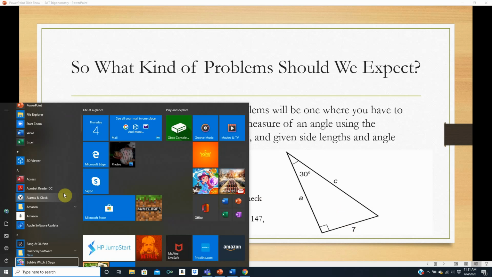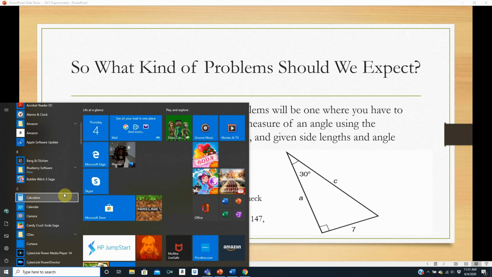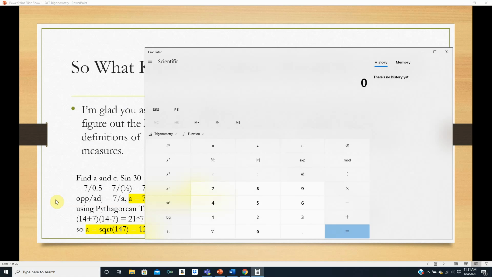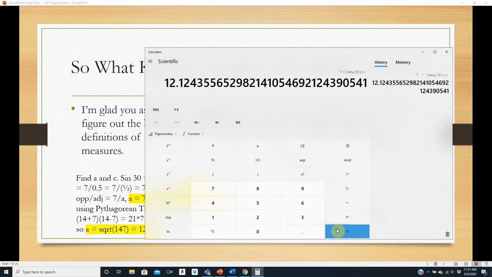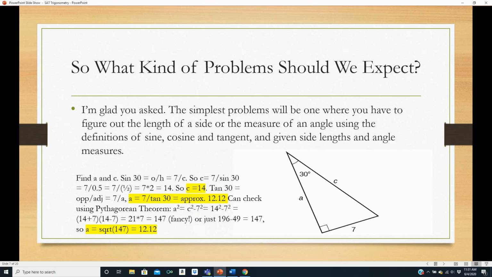In fact, we can do that pretty easily here. I'm just going to use my handy dandy Windows calculator, and we can just go 7 divided by 30, trigonometry, tangent. So we get 12.12, and we're just going to truncate it there. We just round it down because that's a 4, so all right, 12.12.